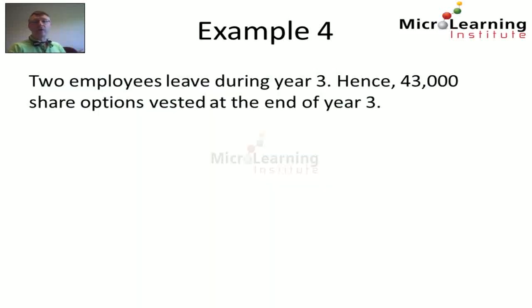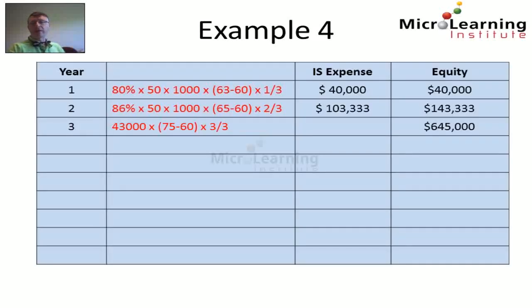Next, we're told that 2 employees leave during year 3. Hence, 43,000 share options vested at the end of year 3. So now again, we can calculate the cumulative equity at the end of year 3 to be the 43,000 share options multiplied by, now again you can see that the intrinsic value, because the share price has gone to $75 at the end of year 3, is now the difference between 60 and 75, which is $15. And again, we recognize all of the equity now. We time apportion it over the vesting period, so we have cumulative equity of $645,000. That's $147,000 up from $143,000 the previous year, so we need to recognize, as usual, the incremental expense to the P&L.